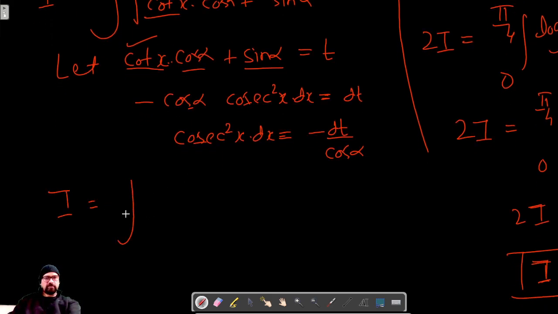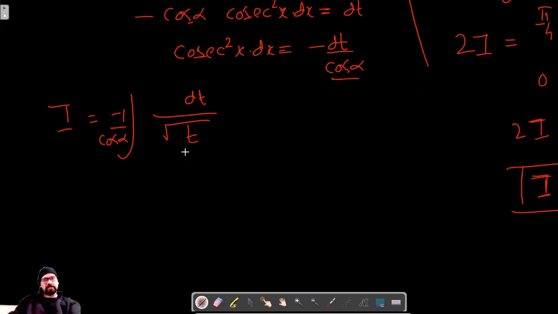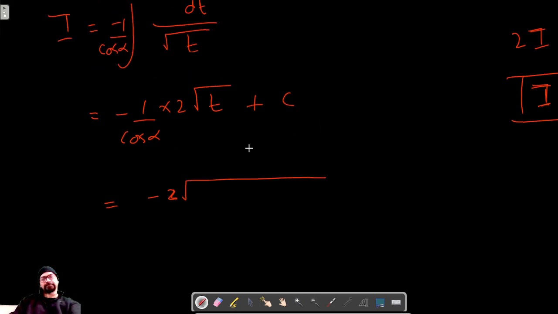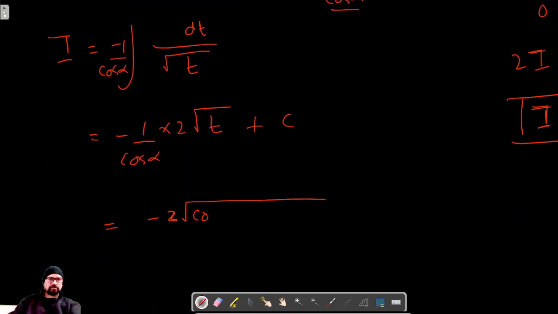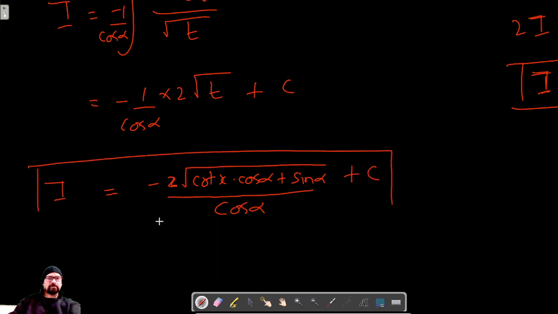Our integration after substitution: now this negative is out, and cosecant square x dx is dt by cos alpha. Cos alpha is constant, so it's 1 by cos alpha, and this is the integral of 1 upon root t dt. And we know that the integration of 1 upon root t is 2 root t. So this is minus 2 root t by cos alpha plus c. And finally, we can replace the value of t, which was cot x into cos alpha plus sine alpha, so the answer is minus 2 times the root of cot x cos alpha plus sine alpha, upon cos alpha, plus c. And this is our integration.